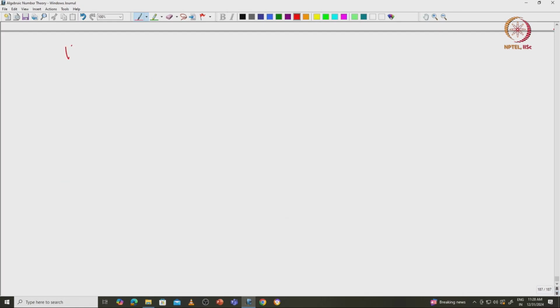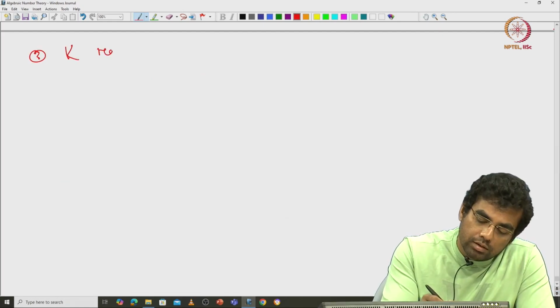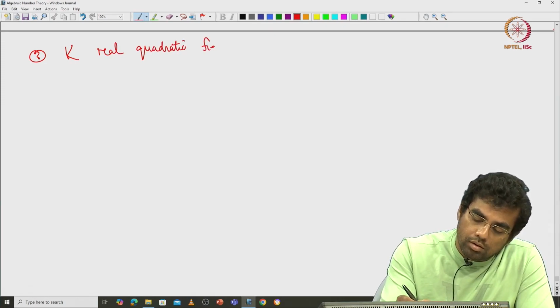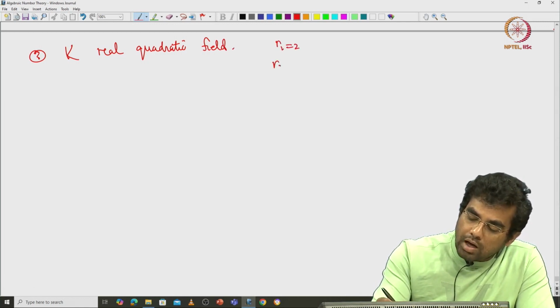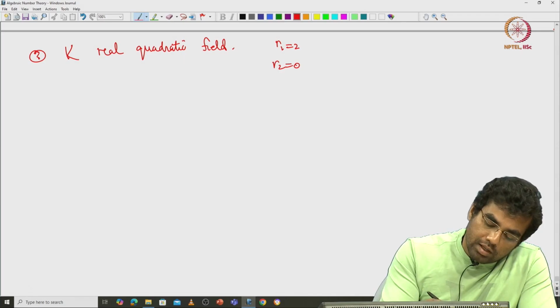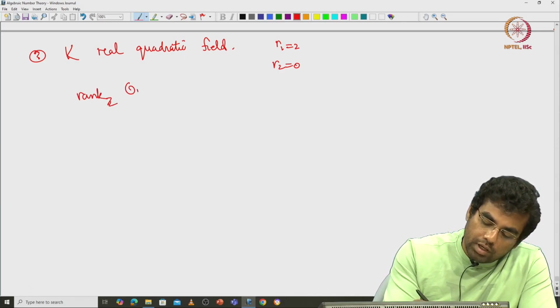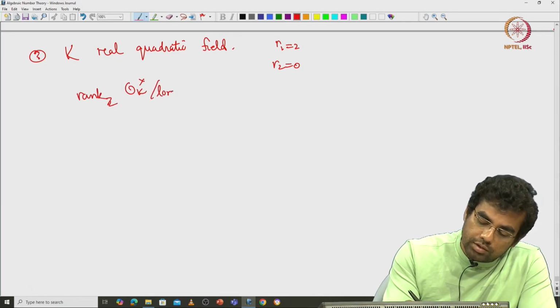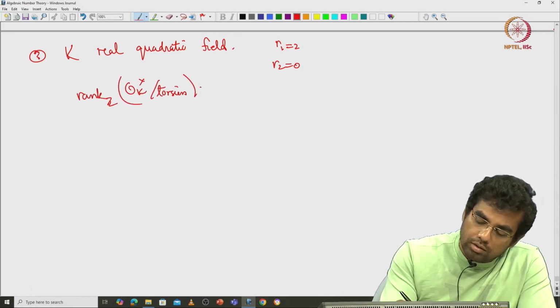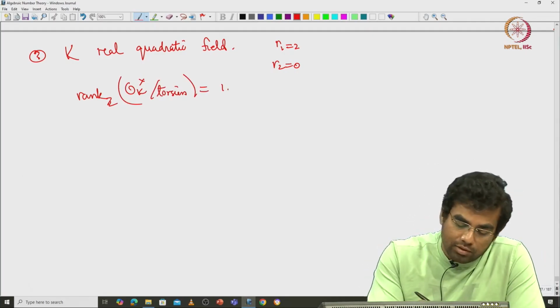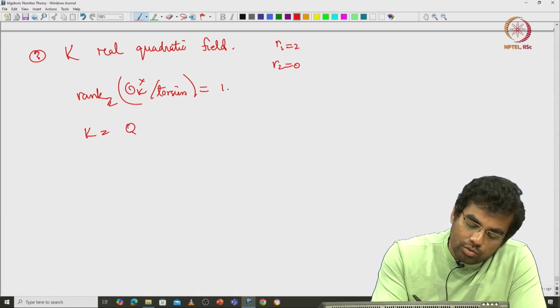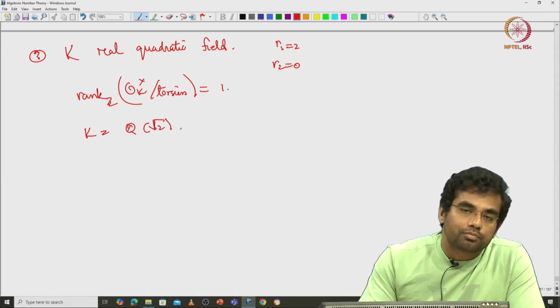Already, if K is a real quadratic field, then R1 is 2 and R2 is 0, and so the rank of O_K^× modulo its torsion is equal to 1. So already O_K^× is an infinite group. Let us look at Q(√2).